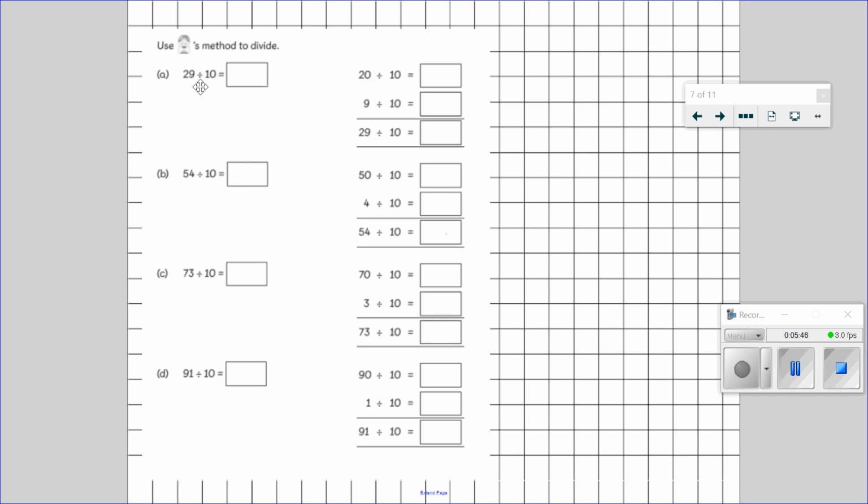Here we have 29 divided by 10. So 20 divided by 10, 9 divided by 10. Put them together and your answer here. All the answers will need to be in decimals.